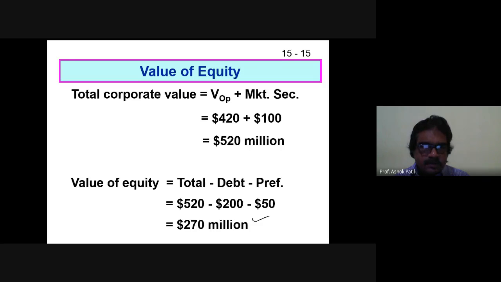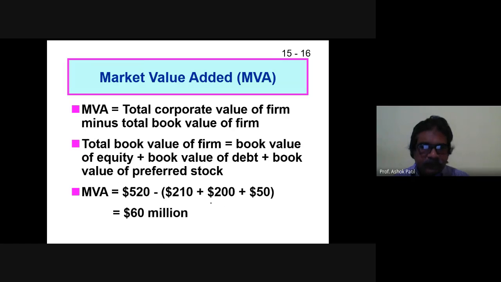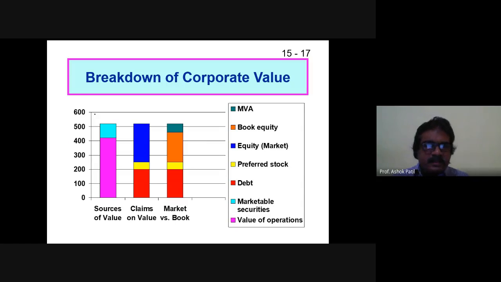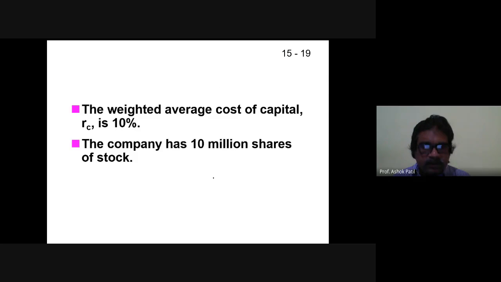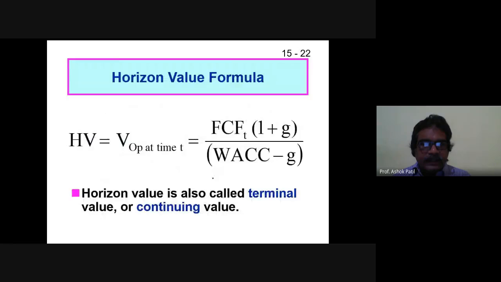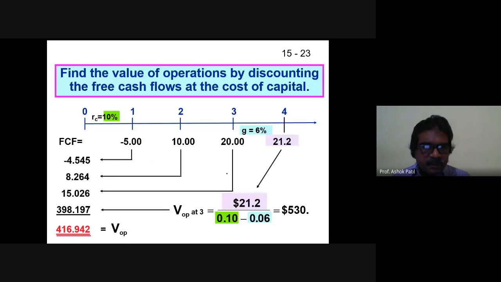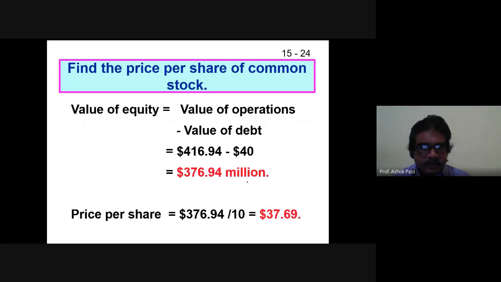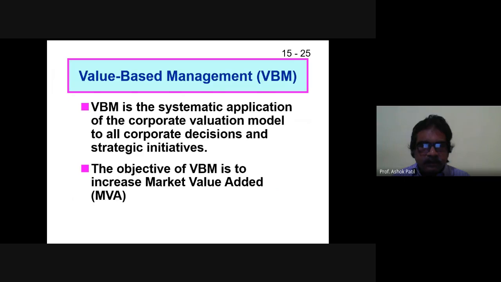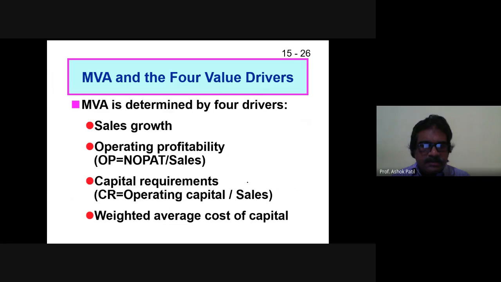So once 270 was done, then we said that, okay, what is the difference between book value and market value? And that came out to be 60 million. So this is the representation of the entire thing. I assume that now the entire picture is clear to you, and then we can go ahead with calculation of these things. We have seen all this. I'm just repeating so that we can come to the same level of understanding before we go ahead.